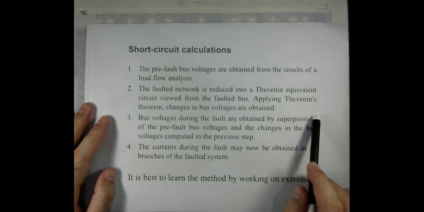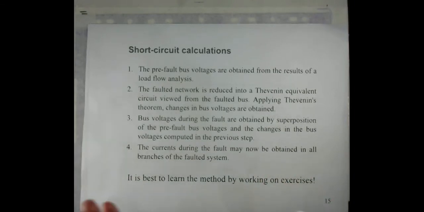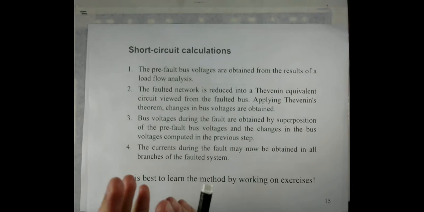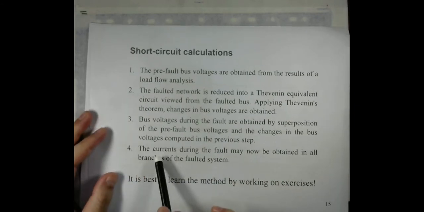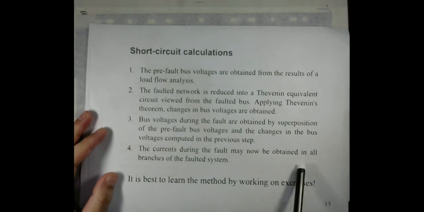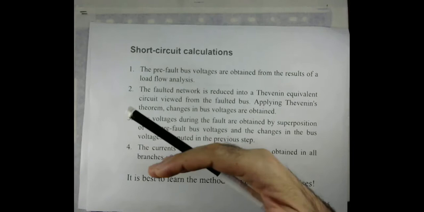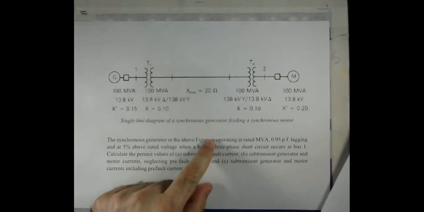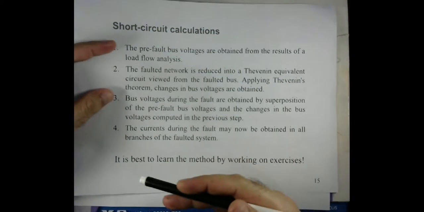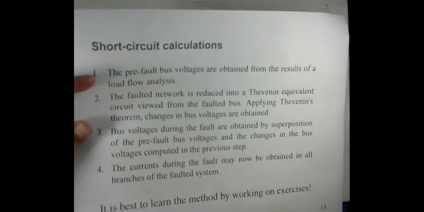That is done by what we call the principle of superposition. So adding the two results will give us the voltages and currents during the condition when the fault appears. So the current during the fault may now be obtained in all the branches of the faulted system. These are the steps, and with the help of this particular problem, let me follow all the steps in order to make it more clear to you.